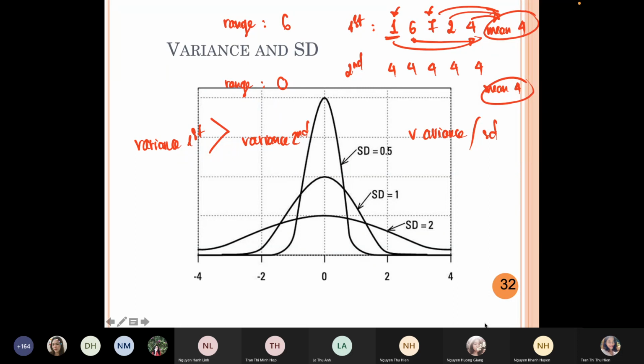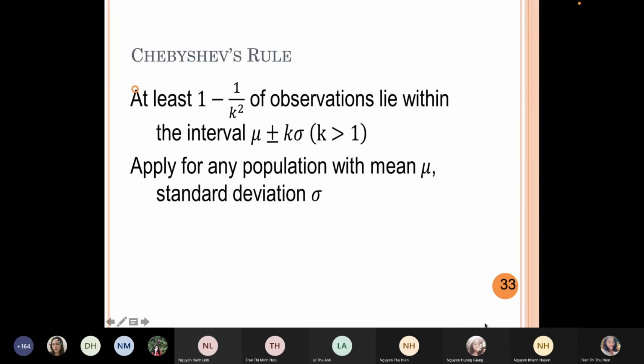Okay, so let's move to the last part. This is Chebyshev rule. We have some theorem, and this theorem shows you the relative distribution for some observations. Sự phân bố của các cái giá trị.